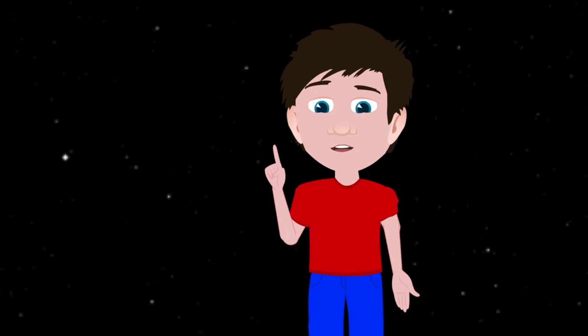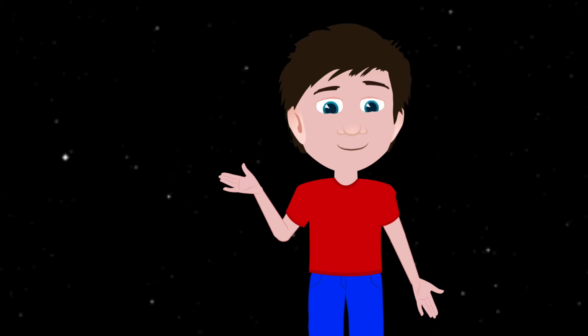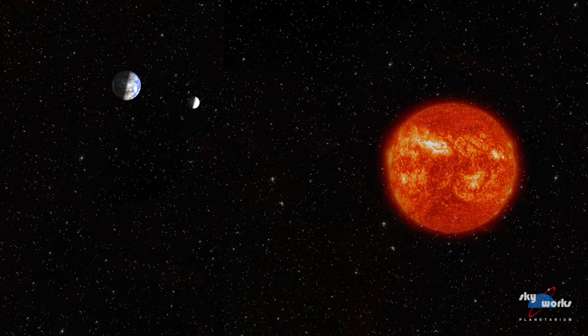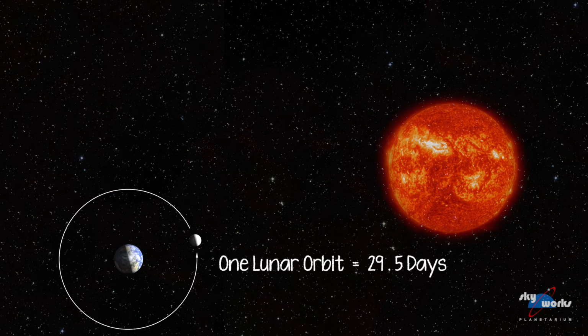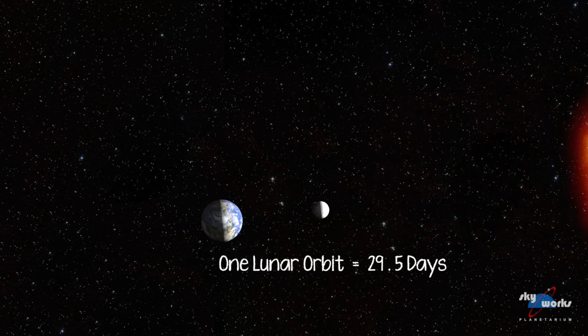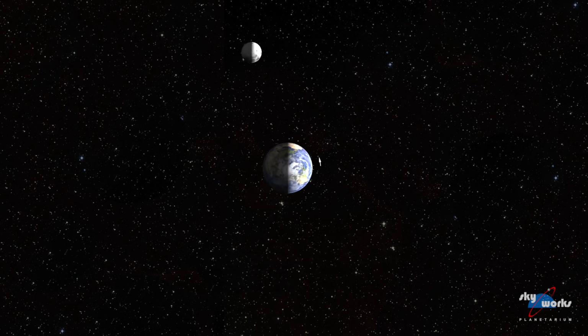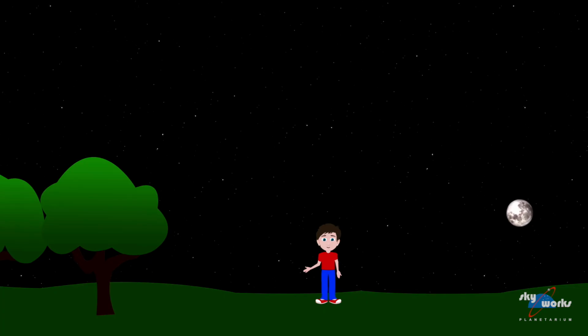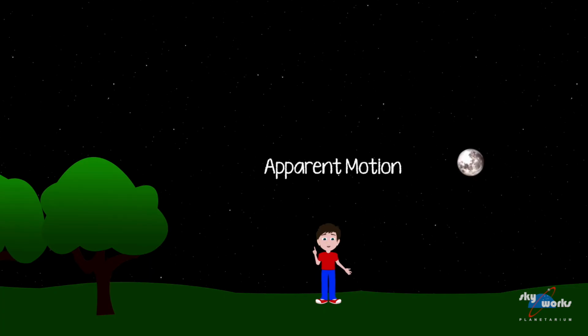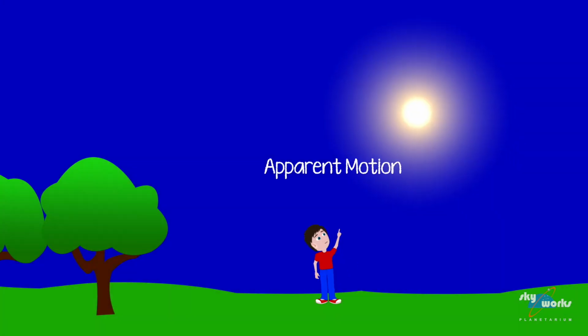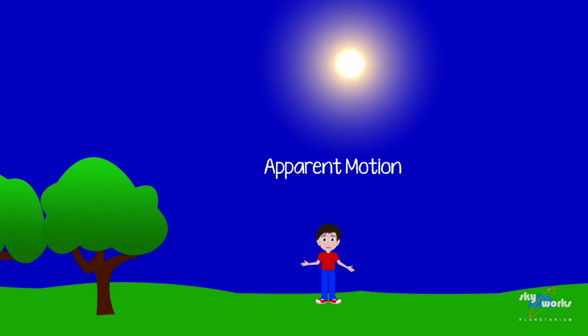There's a few more things we can notice during this lunar cycle. In the view from space we've been looking at, the Moon completes one lunar orbit in 29.5 days, which means that the Earth also rotates 29.5 times per lunar cycle. So as the Earth rotates from west to east, from Earth the Moon will look as if it's moving from east to west during the course of just a few hours. This is called the apparent motion of the Moon, and it's quite noticeable, similar to how you'd notice the Sun moving across the sky during the day.